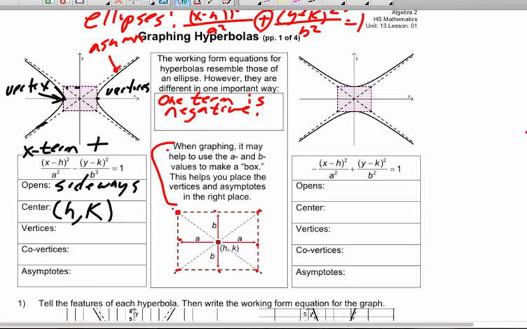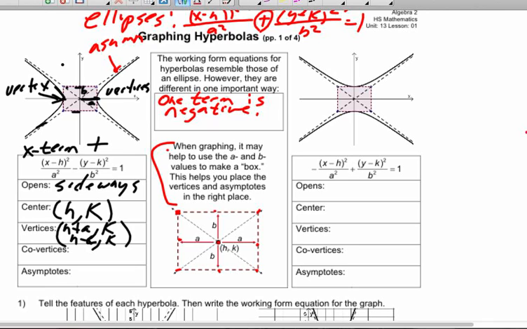And you can see the little box in here, where this is going to be a and this is going to be b. So the vertices on this are going to occur at (h plus a, k) and at (h minus a, k). In other words, I'm going to move in the positive x direction from h and then in the negative x direction from h, and my y value does not change.